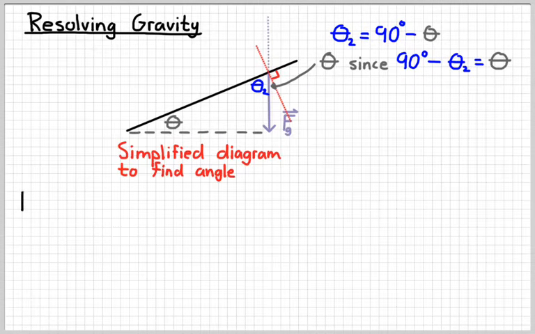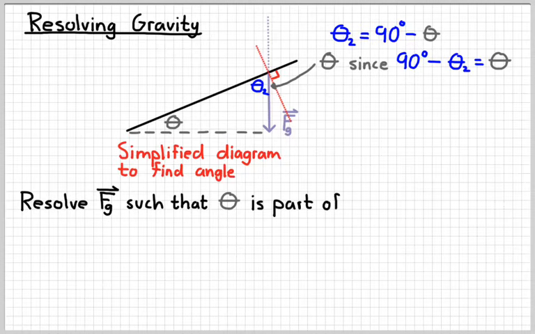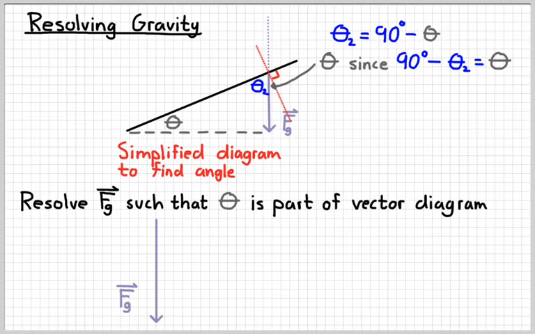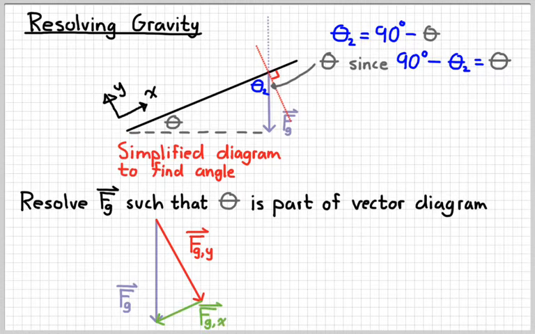And so, when we resolve the force of gravity, we're going to set up our vector diagram such that that angle theta is part of our vector diagram. So, drawing it a little bit bigger down here, force of gravity still goes downward. The y component of gravity would be the part that's perpendicular to the diagram, so that would look like that. And then there's my x component.